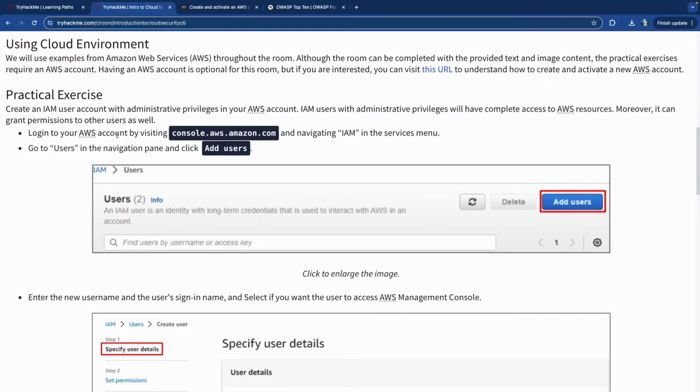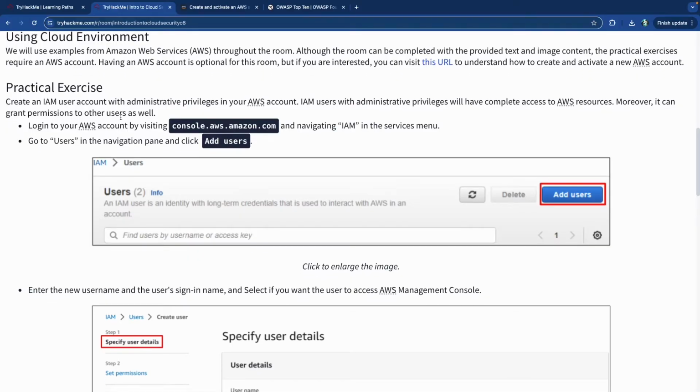But it's important, at the very least, to read through the text and watch this video. But I think it's useful to go create an AWS account just so you can understand what's going on. So create an IAM user account with administrative privileges. In the account, IAM users with administrative privileges will have complete access to AWS resources. Moreover, it can grant permissions to other users.